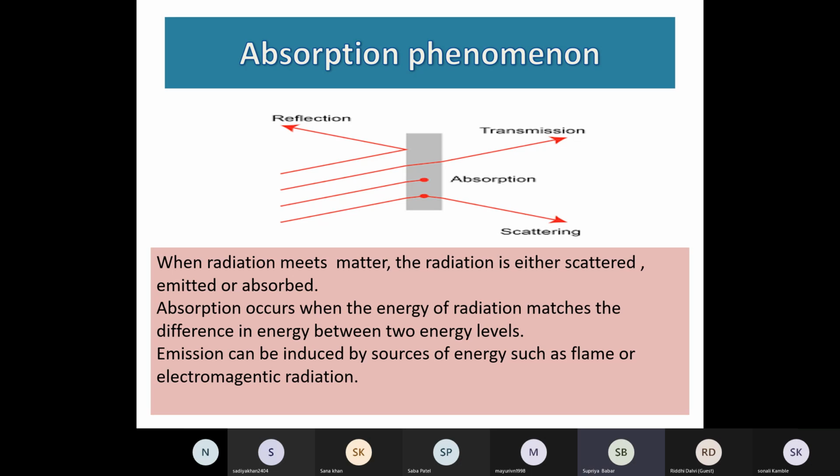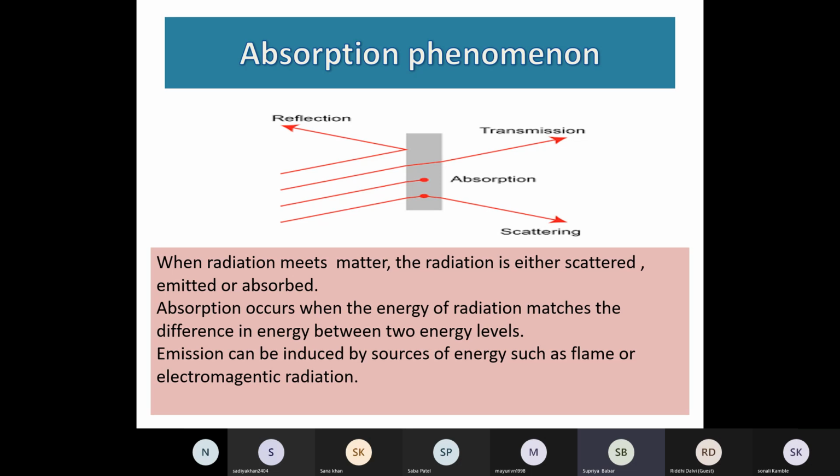So whenever electromagnetic radiation is passed through the solution of a compound, different phenomena can occur. There might be a reflection, an absorption, a transmission, or a scattering. It can be passed through the matter with little or no absorption of radiation. So that is the transmission.